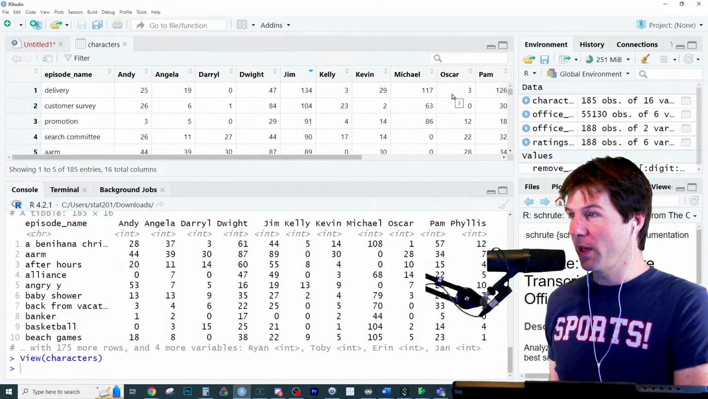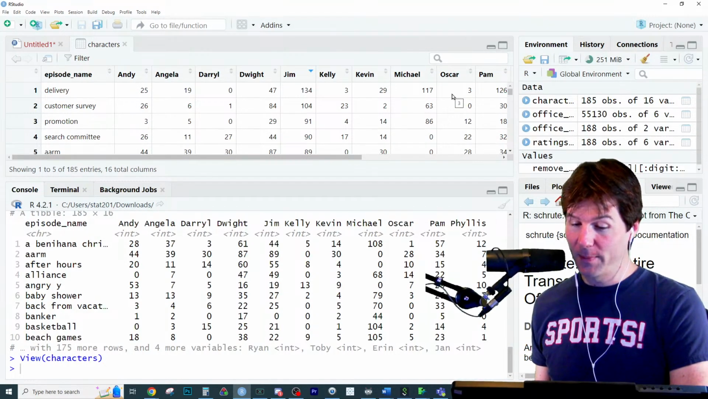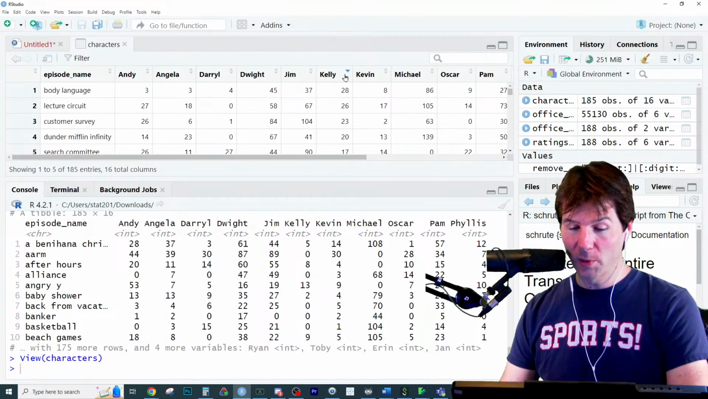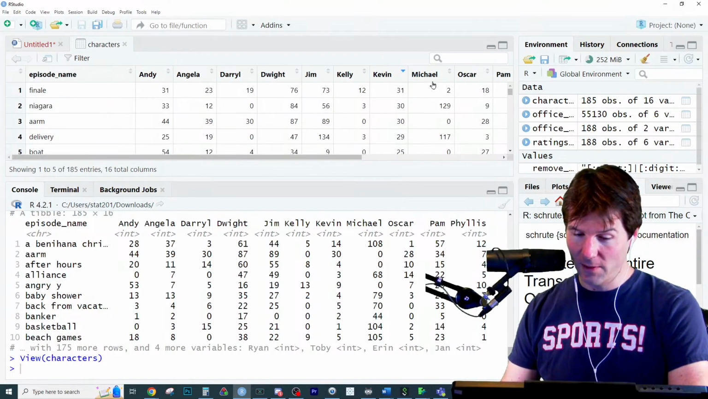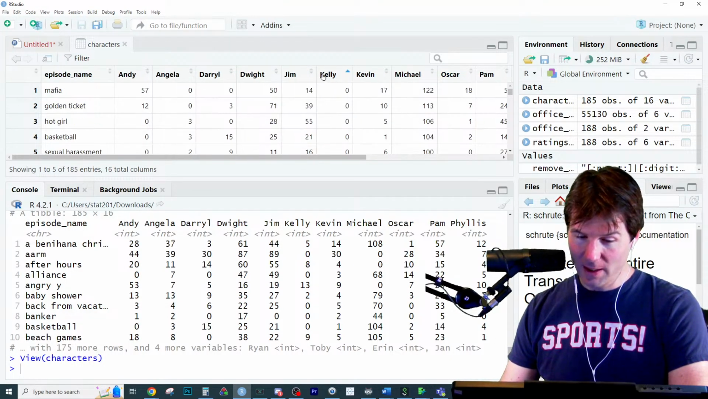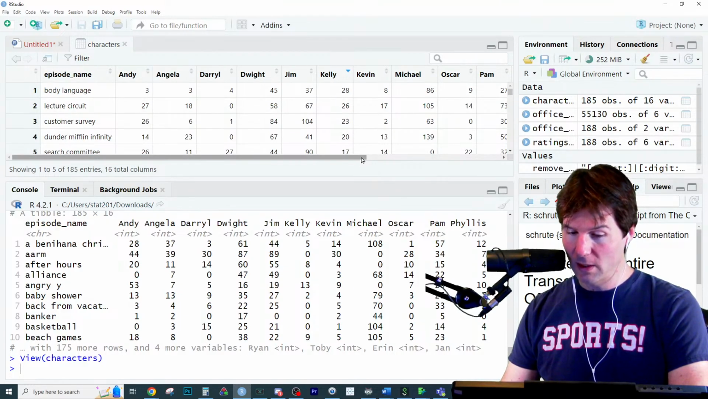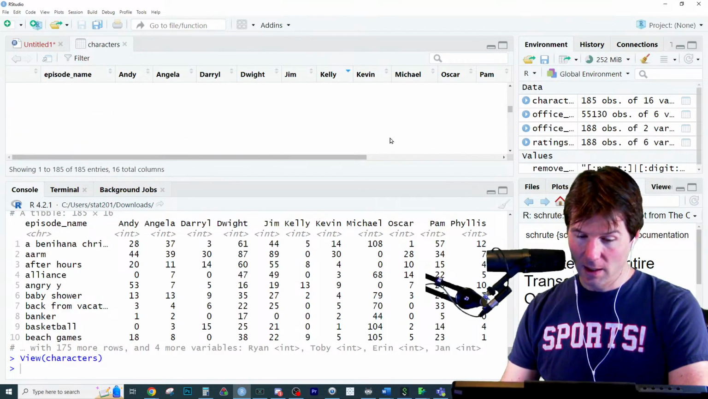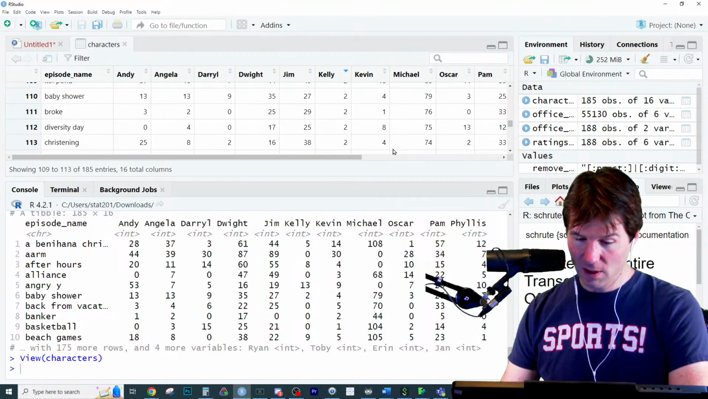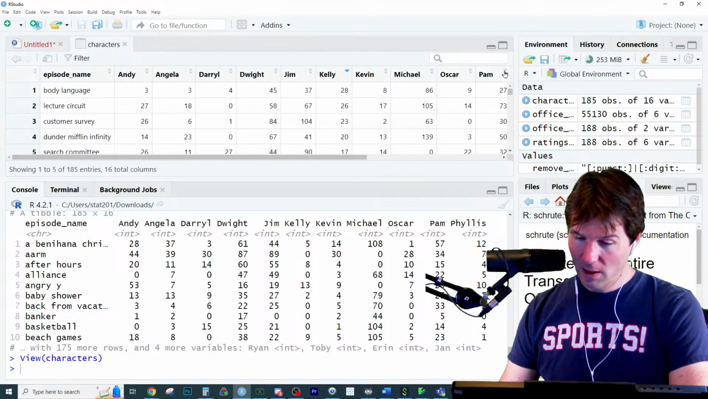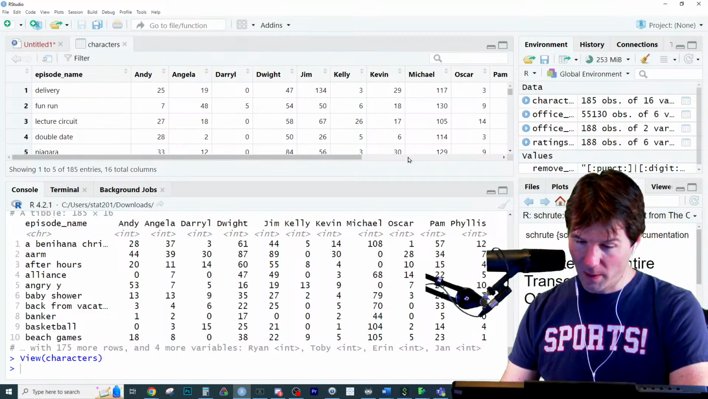And this is the power of coding, how we were able to get this so quickly. It might take a little longer to write the code, but you could go through here and figure out which episodes. Look, Kelly never speaks more than 30 times. Interesting. I was shocked that it's Pam right here. Where's how many times Pam speaks?